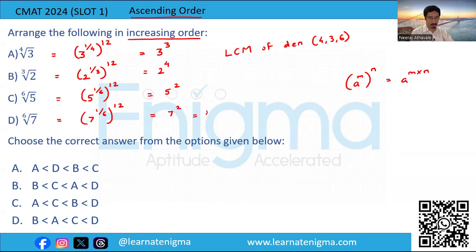So 7 square is 49. 5 square is 25. 2 raised to 4 is 16. And 3 cube is 27. So the smallest value is B. Then we have C. Then we have A. Then we have D. So the answer comes out as option B.